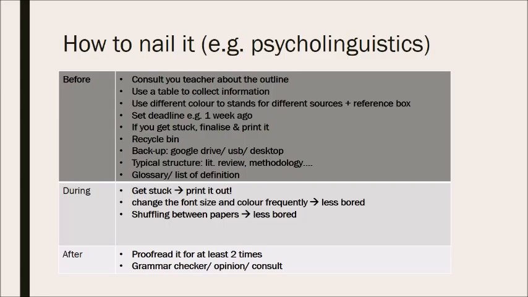And then I think you should also have a recycle bin, so that if you find some trivial information, you can put it in, and then maybe you can recycle it later. And most important of all, you should back up your documents, like in Google Drive, on a USB, or even on the desktop or a hard disk. And then I think most term papers follow a typical structure like literature review, methodology, and so on. So be careful that you follow that kind of structure if there is any.